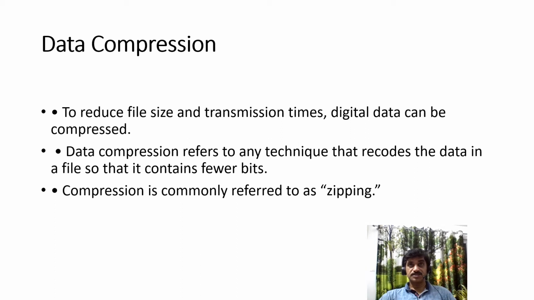Next discussion is data compression. Compression is nothing but making it smaller in size. To reduce file size and transmission times, digital data can be compressed. Data compression refers to any technique that records the data in a file so that it contains fewer bits, maybe 100 MB reduced to 80 MB after compression. Compression is commonly referred to as zipping. This term we are using.